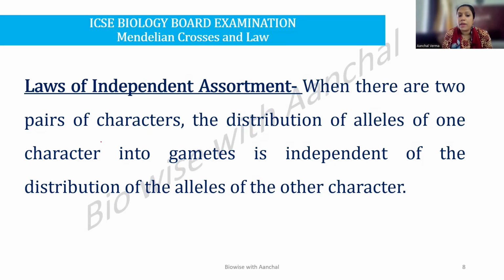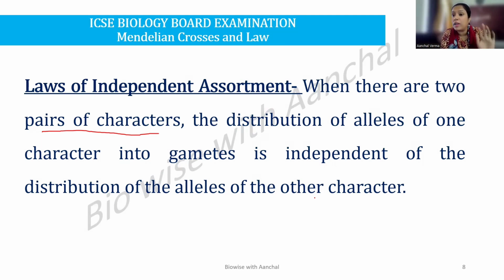So when there are two pairs of characters, round and yellow, the distribution of the allele of one character into the gamete is independent of the distribution of the allele of the other character. Understood? That means yellow will not influence the inheritance pattern of green or round, not green, round. So yellow will not influence the round gene or allele to move into the gametes. They will be totally independent of each other. This is called independent assortment.